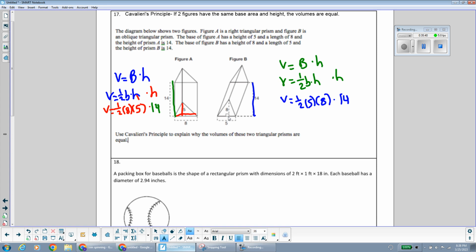base times height, which was 8 times 5. So the area of the bases were both 20. I just put that into my calculator. And the height of both figures is 14. So let me put this over here.